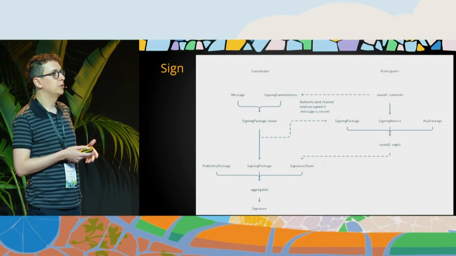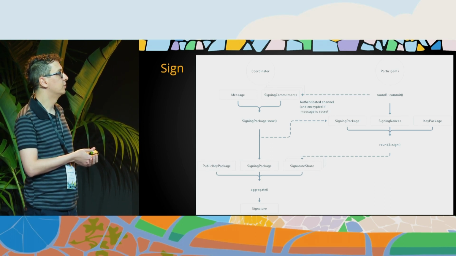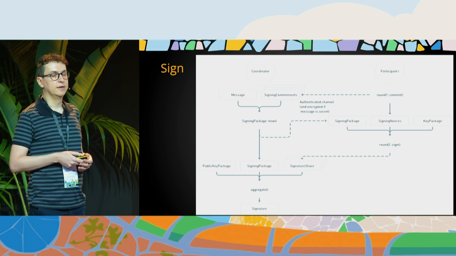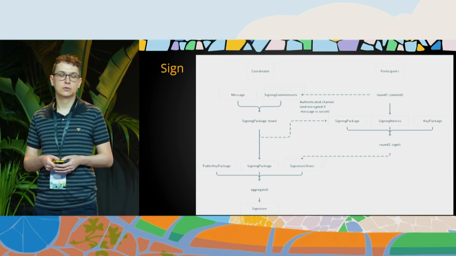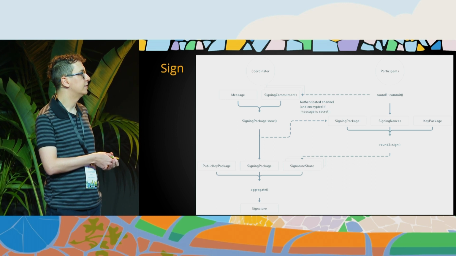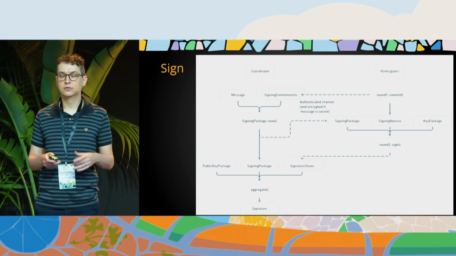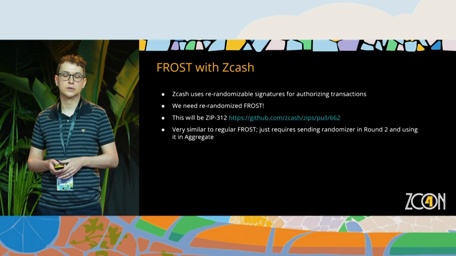This is being specified in a ZIP. It's already up, but it needs to be reviewed and simplified a little bit before we officially submit it. And that's happening soon. And the result is very similar to FROST. The only difference is that here the coordinator needs to pick a randomizer, which is basically a random number, and send it to the participants, and they will randomize their shares and send the signature share back to the coordinator, which also uses a randomizer in this aggregate function. That's the only difference. You just need to send one additional value to the signers.